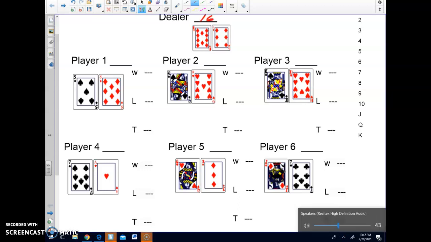10 and 6 is 16. 5 and 8 is 13. 10 and 9 is 19. King and 10 is 20. Every picture card is worth 10. My ace here is worth 1 or 11.